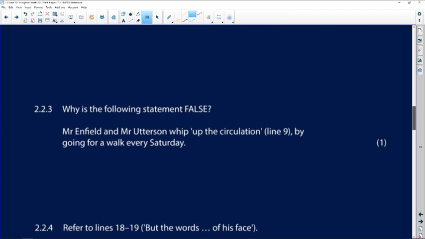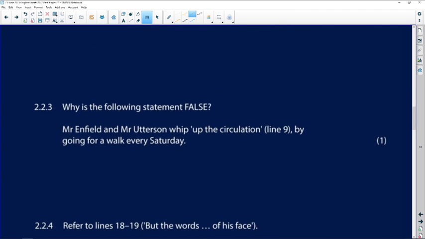Why is it false? When I first read this question, I actually got it very wrong. I stopped here and said it's false because they don't go to whip up the circulation. They are very peaceful and relaxed and tranquil. It's a very quiet walk. But of course, what they wanted was that it doesn't happen on a Saturday. So please don't do what I did.